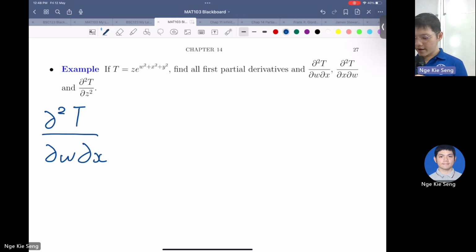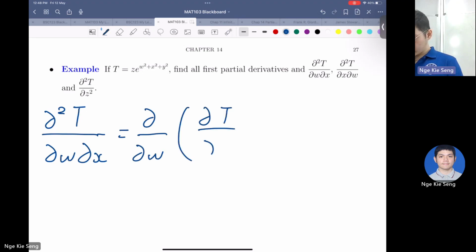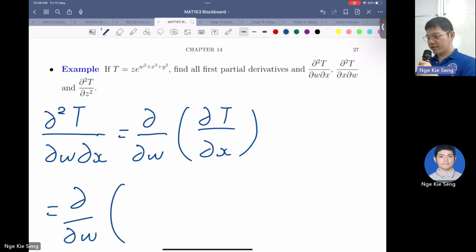Okay, so when they write del W times del X, it means we want to do del X first. After that, we do del W. So we have four variables here, but we want to differentiate only with respect to x. So we treat all the rest as constants. So z is a constant, so we can pull the z out. Then we want to differentiate e to the w squared plus x squared plus y squared. When you differentiate an exponential function, you just get that exponential function. But here you have a composite of an exponential function and a polynomial function, so you need to do the chain rule.